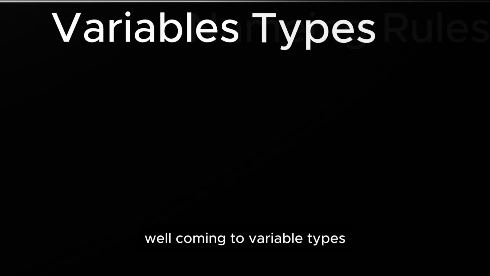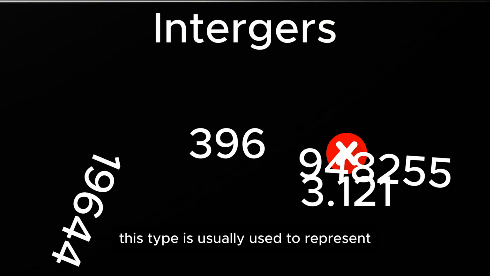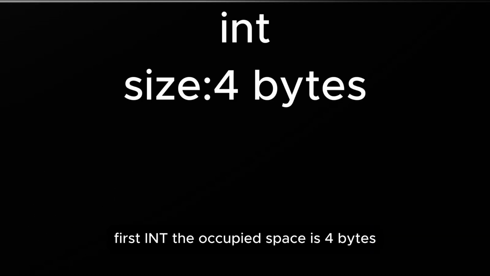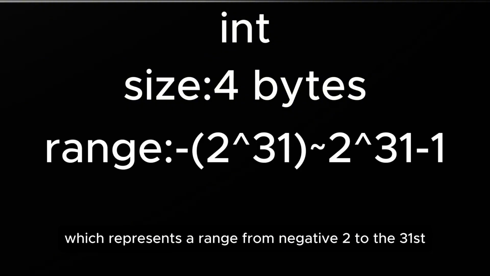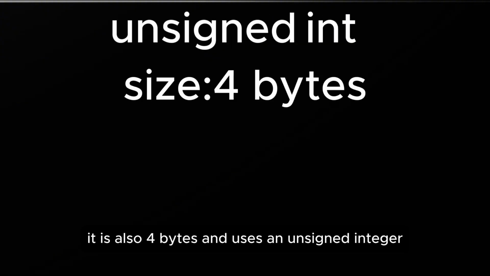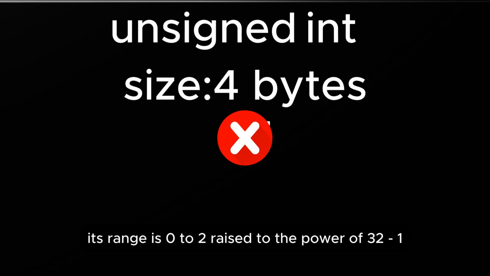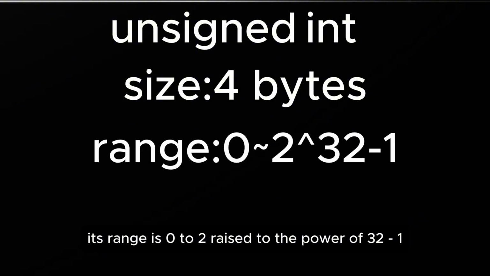Coming to variable types, let's look at the integer first. This type is usually used to represent integers without a decimal point. First, int. The occupied space is 4 bytes. This is a 32-bit system which represents a range from negative 2 to the 31st power to 2 to the 31st power minus 1. Second, unsigned int. It is also 4 bytes and uses an unsigned integer, which means it cannot store negative numbers. Its range is 0 to 2 raised to the power of 32 minus 1.